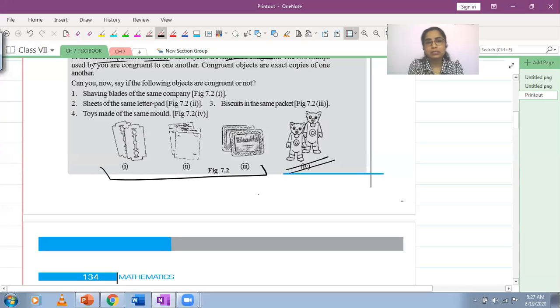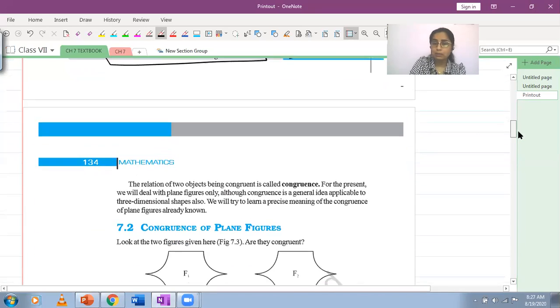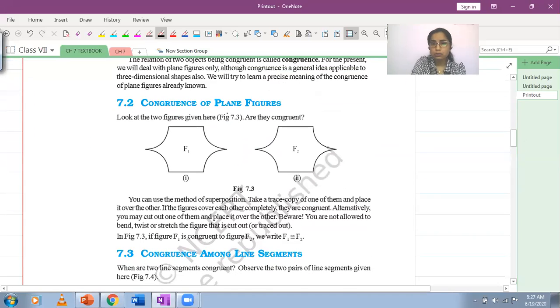So congruence can be studied for two-dimensional as well as three-dimensional figures, but we will focus more on the congruence of two-dimensional shapes in your exercise. Particularly, we are going to focus on triangles. Later on in higher classes, you will be studying congruence of triangles. You don't do anything other than triangles, you only study congruence of triangles, but this can be done for other shapes also.